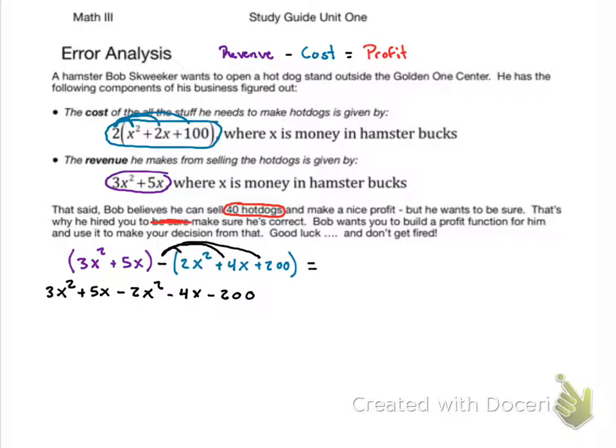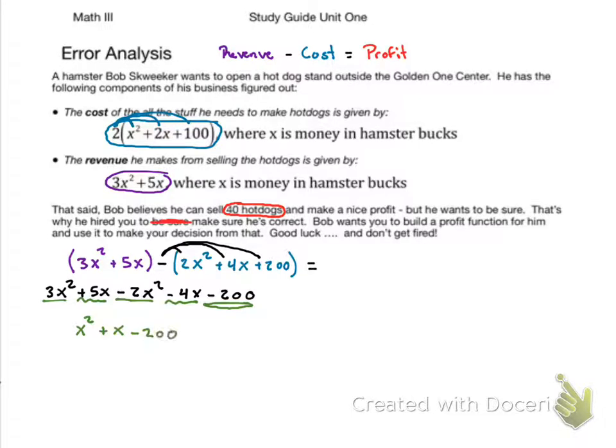Let's go on to collect our like terms. 2 is our highest exponent. There's our x squareds. 3x squared minus 2x squared gives us 1x squared. So we have x squared. Then we look for our x's. We have 5x minus 4x. That's plus x. And then this minus 200 is all by its lonely self.